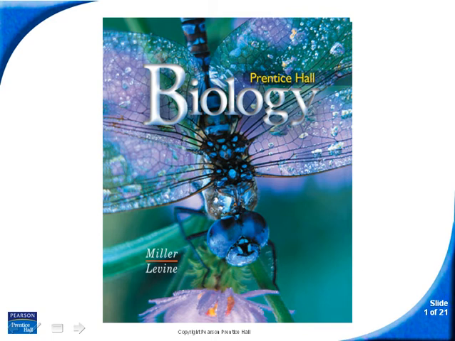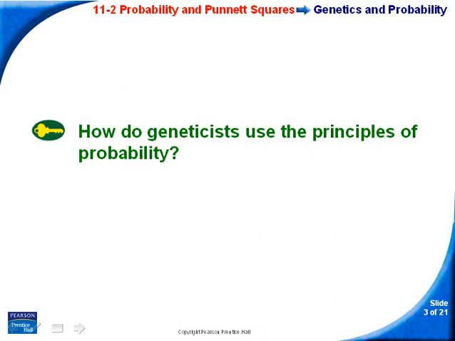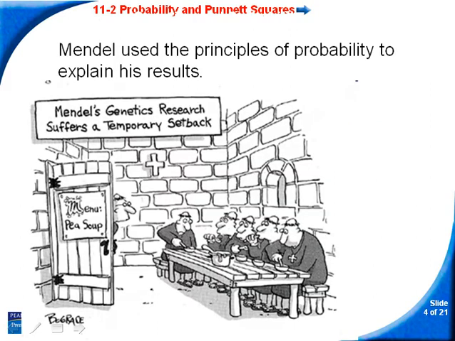Welcome to the Chapter 11, Section 2 podcast. This is on probability and Punnett squares, and we're going to learn a few more terms about heredity that we're going to use. So, how did geneticists use the principles of probability?